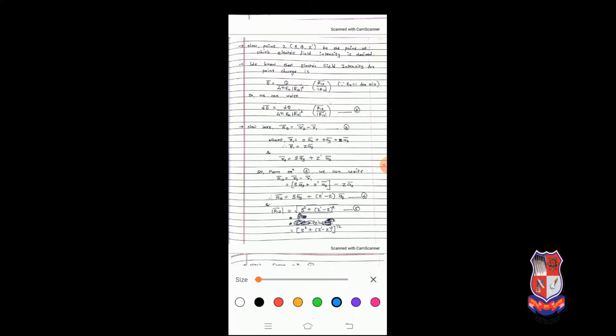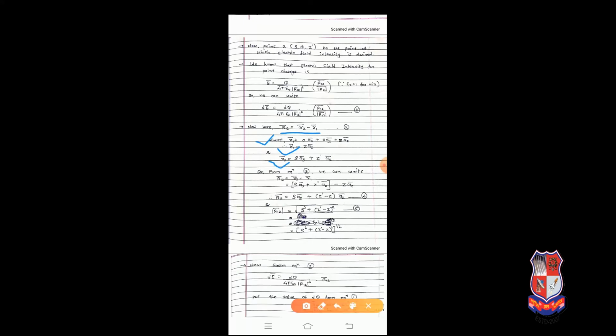So first of all we take vector R12. Vector R12 is equal to R2 minus R1. First, R1 is (0, 0, z), so 0 ax plus 0 ay plus z az. So vector R1 is equal to z az dash. Now the second vector, vector R2, whose coordinates are rho, phi, z dash. So its position vector is rho a rho plus z dash az.